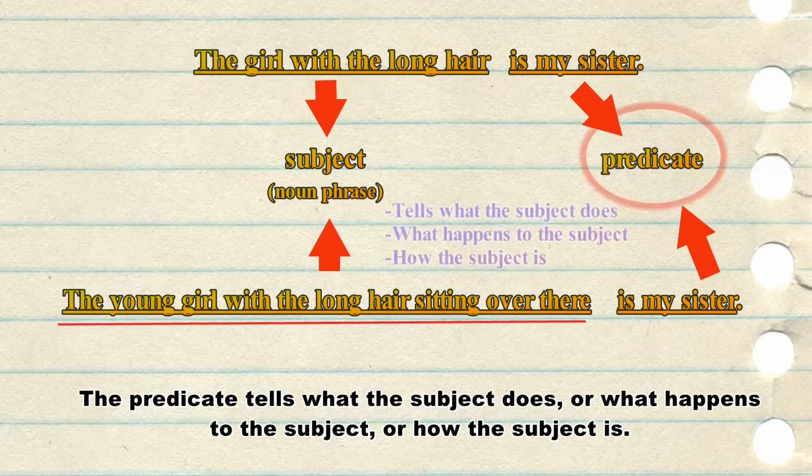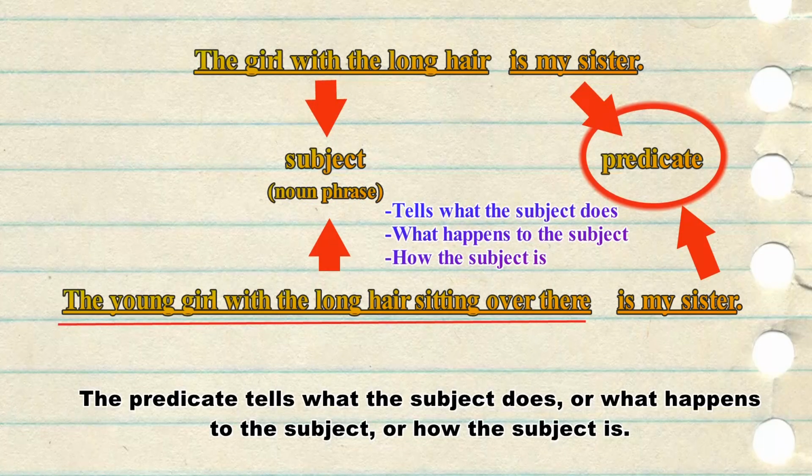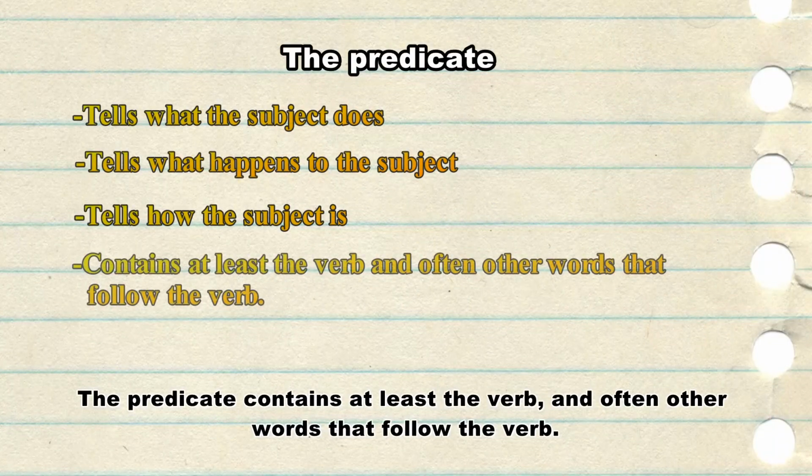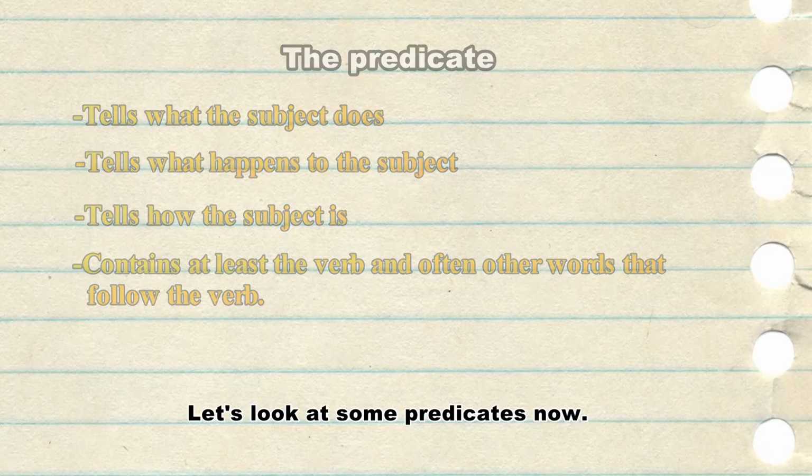Now, the predicate tells what the subject does, or what happens to the subject, or how the subject is. The predicate contains at least the verb and often other words that follow the verb. Let's look at some predicates now.